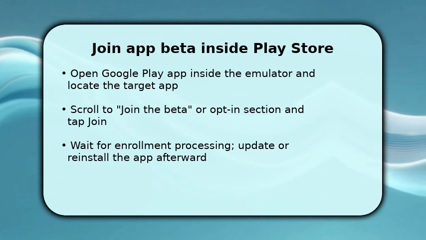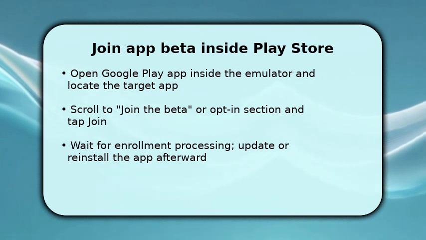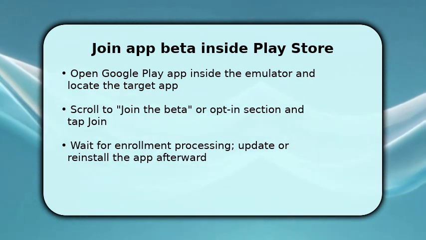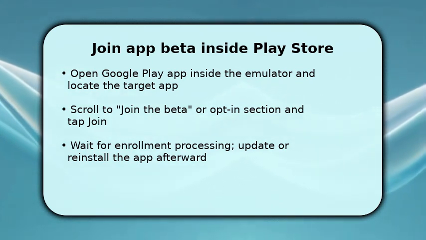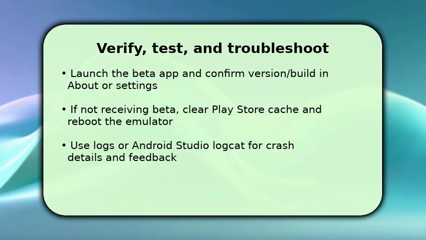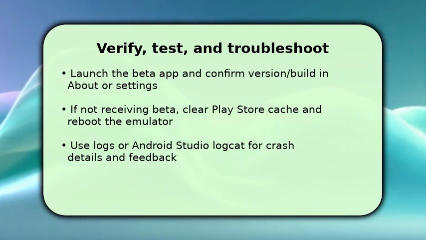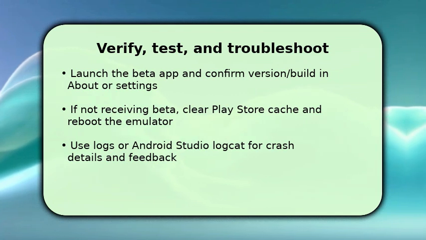After it confirms, force close Play Store, check for updates, and install or update the app so you're running the beta build. This ensures you receive pre-release updates. Finally, open the app and verify the beta build number in its About screen to confirm you're on the right release.